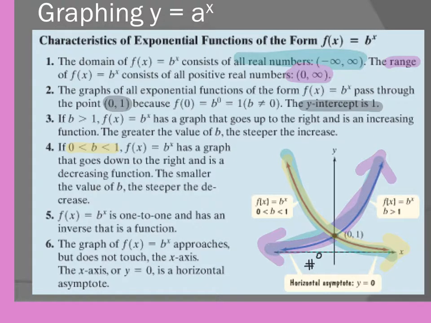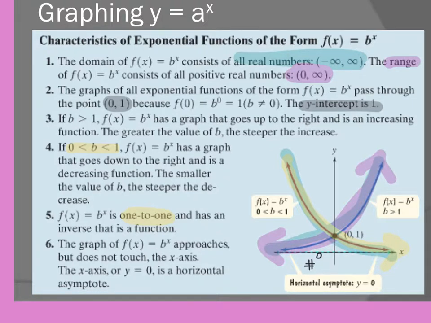Number 5 says f of x equals b to the x is 1 to 1 and has an inverse. So if you remember going back to 1 to 1, our test for 1 to 1 was a horizontal line test, or if x is raised to an even power, or x is an absolute value. Obviously, those things aren't happening here. So my initial function is 1 to 1. And then if I look at the inverse, if I were to switch the x and the y and solve for the new y, the inverse would also be a function, okay? So whether you're looking at the initial function or its inverse, they're both functions.